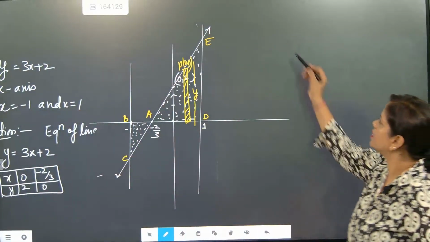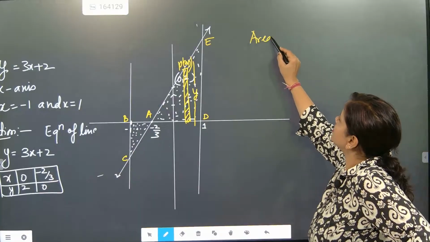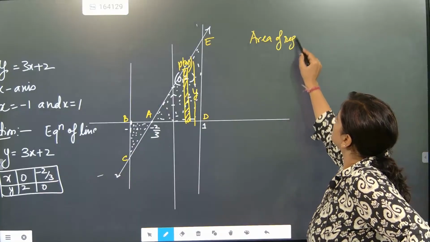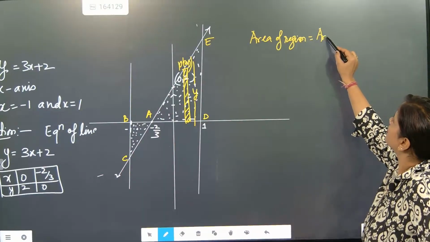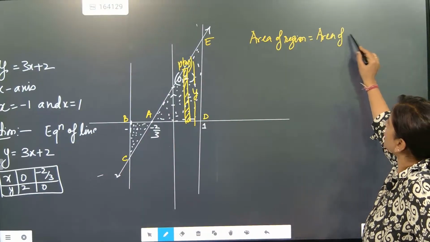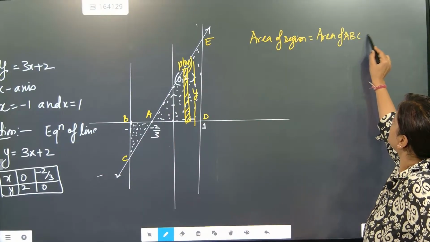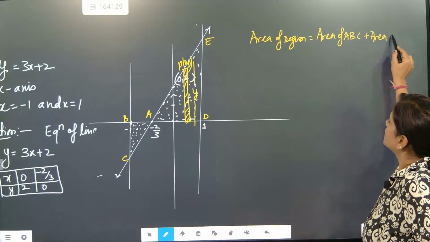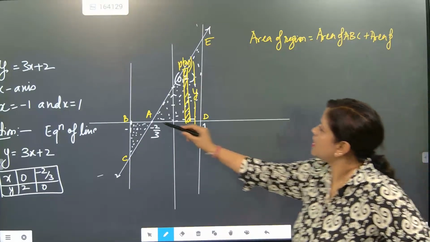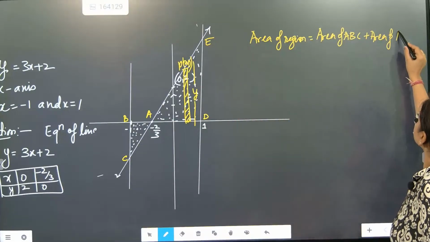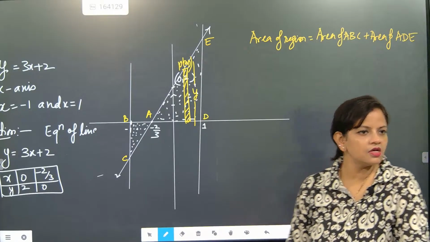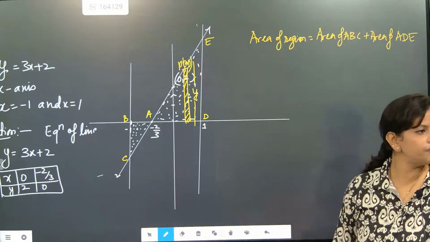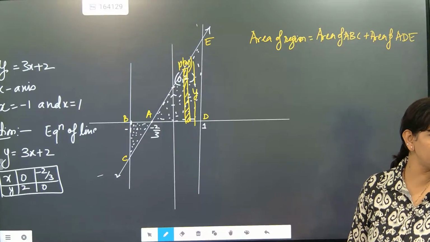So once we have done till here, now we slice the region. Area of the region will be equal to area of ABC plus area of ADE. Did you get it? So area of ABC and area of ADE. These two regions we have to find.